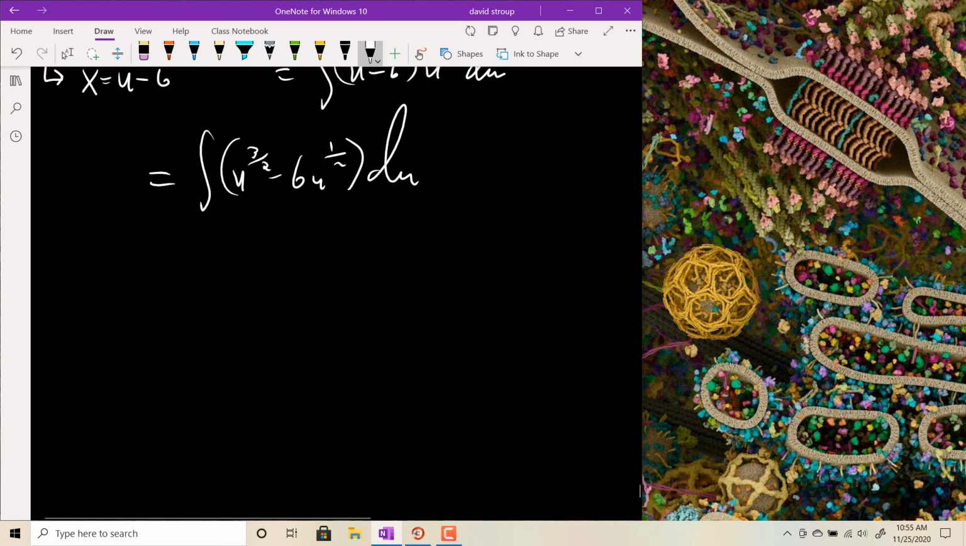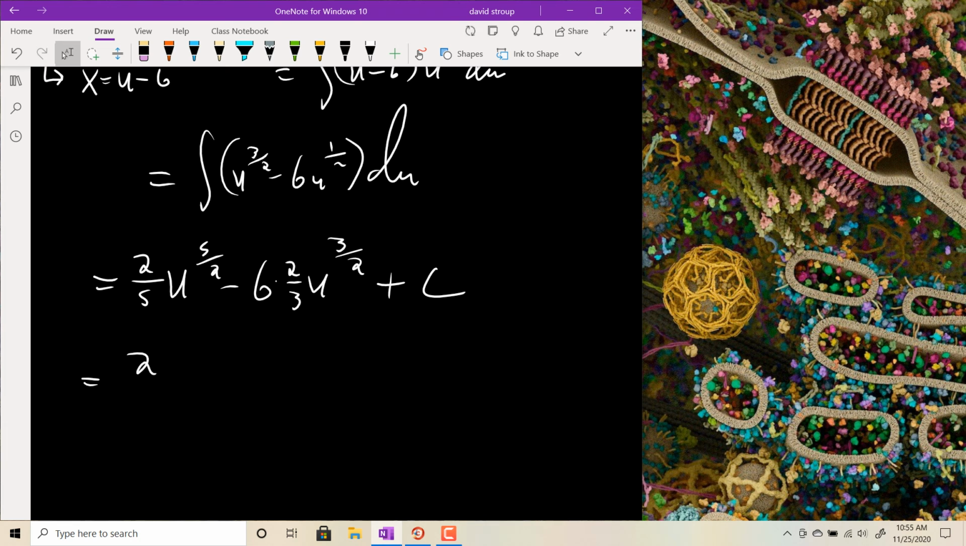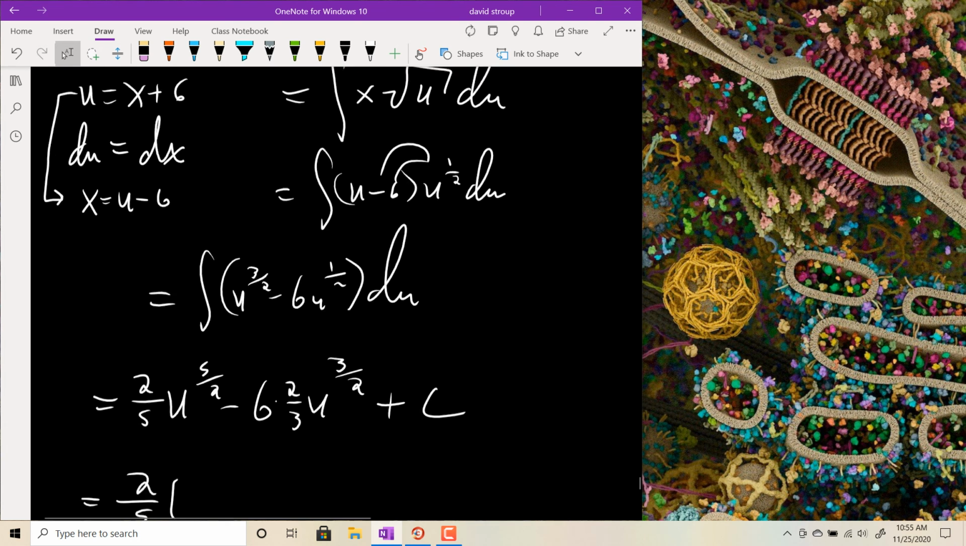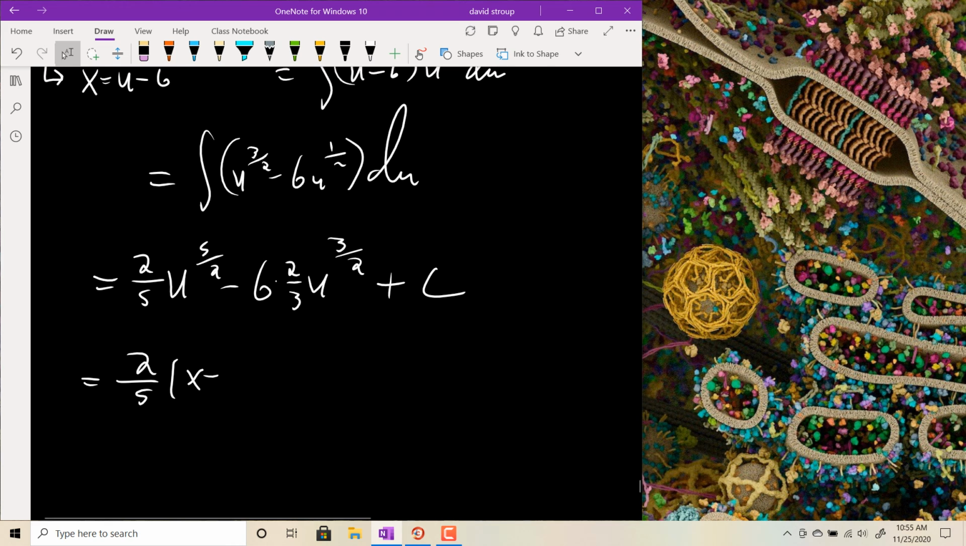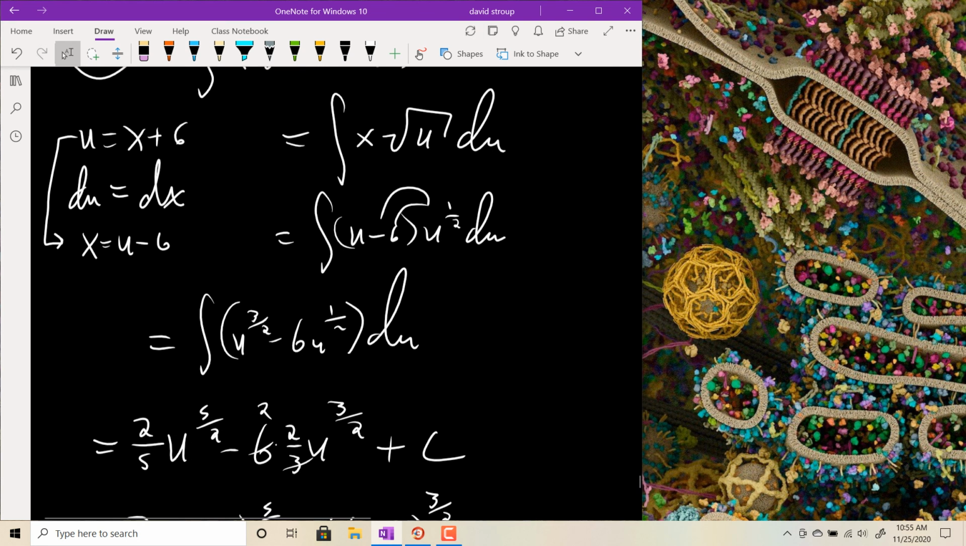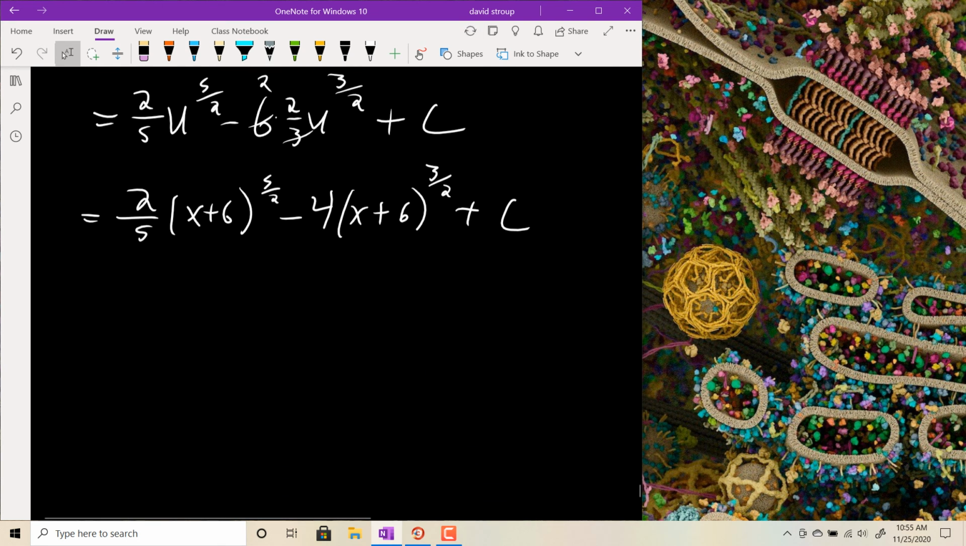And then it's just power rule. Okay, so you get u to the 5/2 times 2/5 minus 6u to the 3/2 times 2/3, and then plus c. And you get 2/5 times u, which is x plus 6, to the 5/2, minus 3 goes in the 6 2 times, so 4 times x plus 6 to the 3/2, and then plus 6. So there's always these weird ones where the u sub doesn't quite work out. So expect something like that can be on the test.